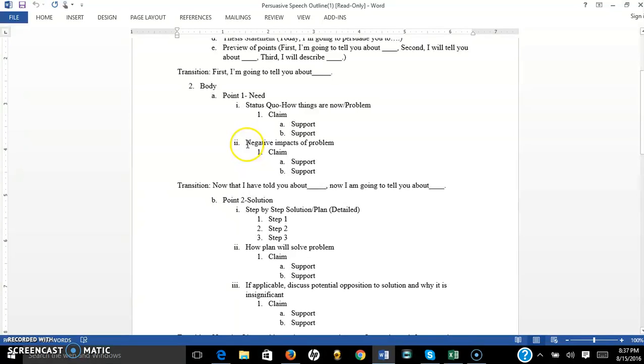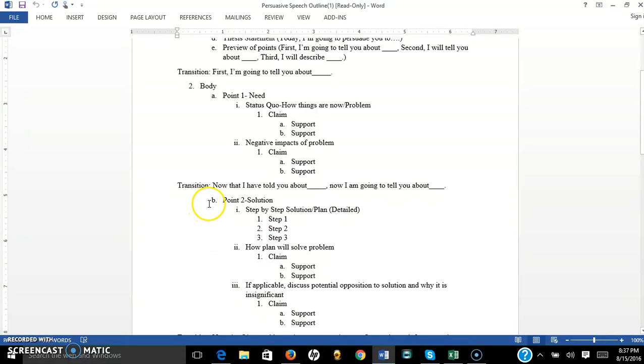Your second claim in your body will be the negative impacts of the problem. So there can be some similarities between the status quo and the negative impacts of the problem, but I really want you to drive home what negative things are happening because your problem exists. So when you're talking about the status quo, you may be talking about it in a very general way. Hit it home when you talk about the negative impacts of the problem. And that is your main point 1, where you describe why we need a solution.